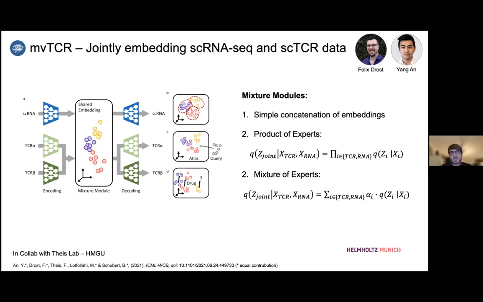So to verify that this works, we tested multiple different mixture models that combine the latent representation of the transcriptomic space and the T-cell receptor space. Here we tested 3 different models, namely a simple one where we concatenate the latent encodings of the 2 modalities and then feed that again through a feed-forward neural network to get a joint latent embedding.